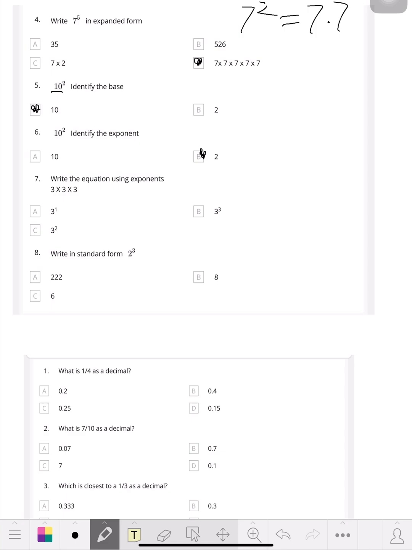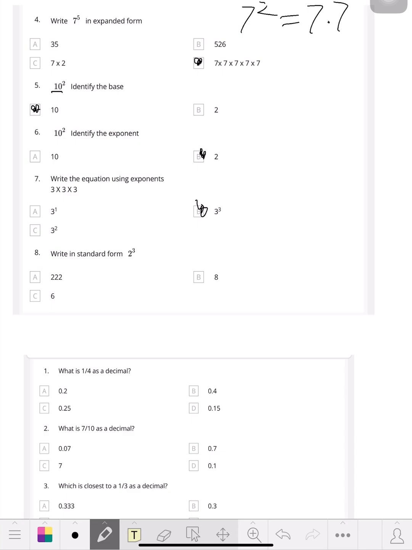Now, write the equation using exponents. 3 times 3 times 3, and we're going back to the first one. Number 4, what's that say? The 5th. You get 5 7s, so it's going to be 3 to the 3rd right there. Look at that. You went back and looked at another one. Number 4 kind of told you the answer for number 7.